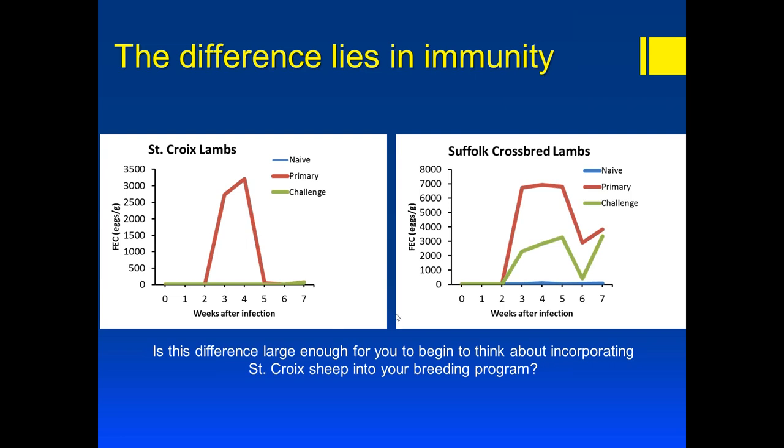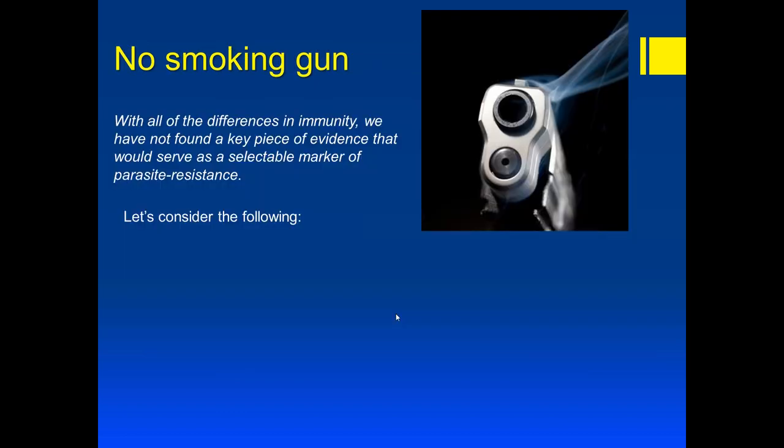So is this difference large enough for you to begin to think about incorporating St. Croix sheep into your breeding program? Well, unfortunately, with all of the differences in immunity that we found, we still don't have that one key piece of evidence that would serve as a selectable marker, right?